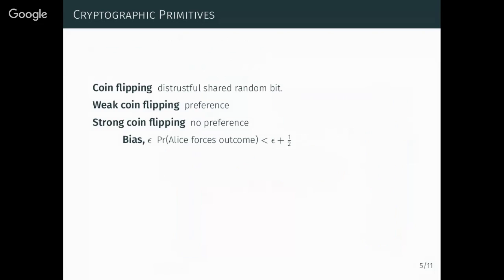Right. Now I use the word bias, and it's good to define it a little bit better. The word bias is quantified by epsilon, and epsilon is basically given by this equation, which says that the probability that Alice or Bob is able to force the outcome to whichever value she or he likes has to be less than epsilon plus half. And obviously, the best you want is for epsilon to be zero, so that the probability is half, which means it's random. So Alice or Bob are not really able to influence the outcome of the coin toss. Okay, so this is how you define epsilon.